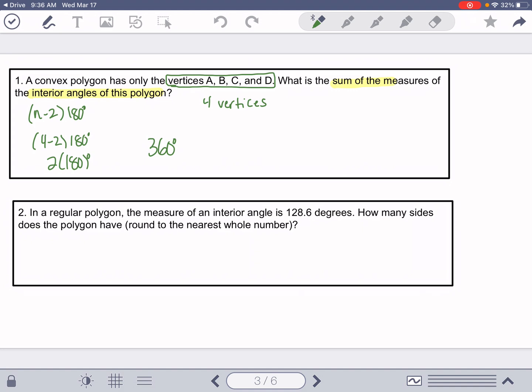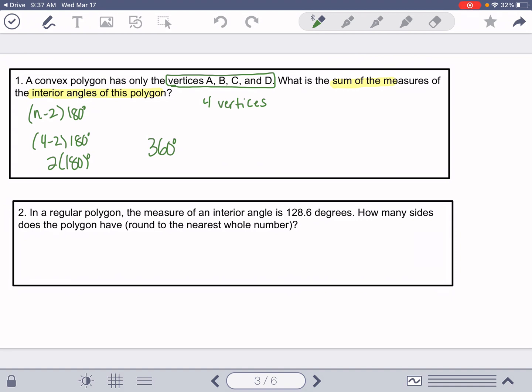Number 2, in a regular polygon, the measure of an interior angle is 128.6 degrees. How many sides does the polygon have? Round to the nearest whole number. Okay, I've got a decimal. It's talking about rounding. So in my answer, I'm probably going to get a decimal, and I'm going to have to round it. So one interior angle is 128.6 degrees. And I want to know how many sides the polygon has.